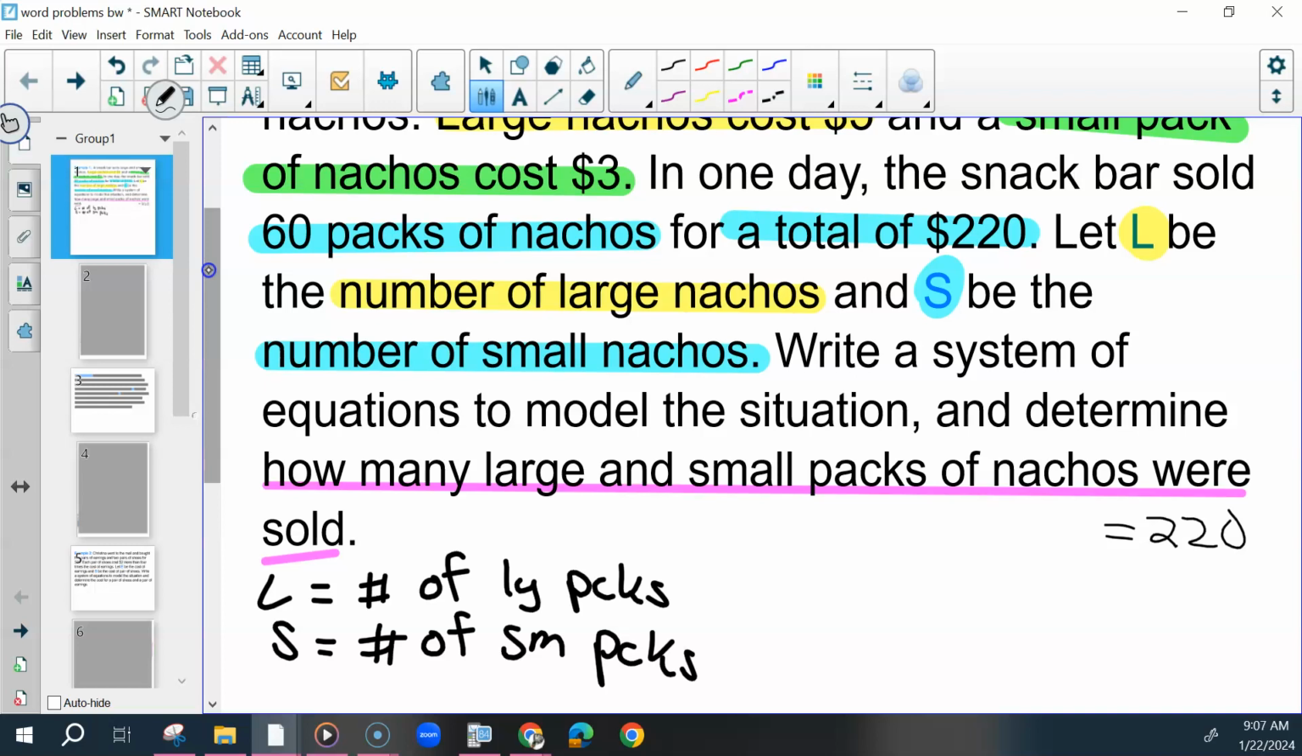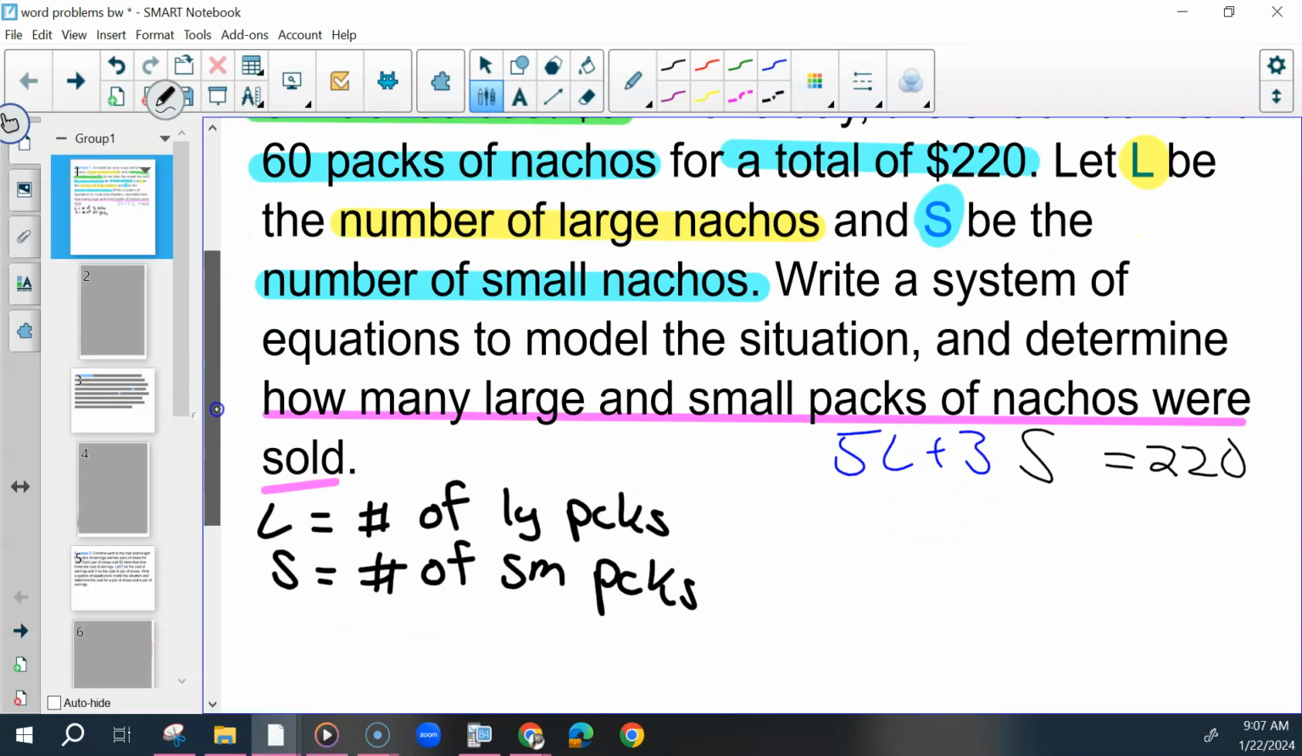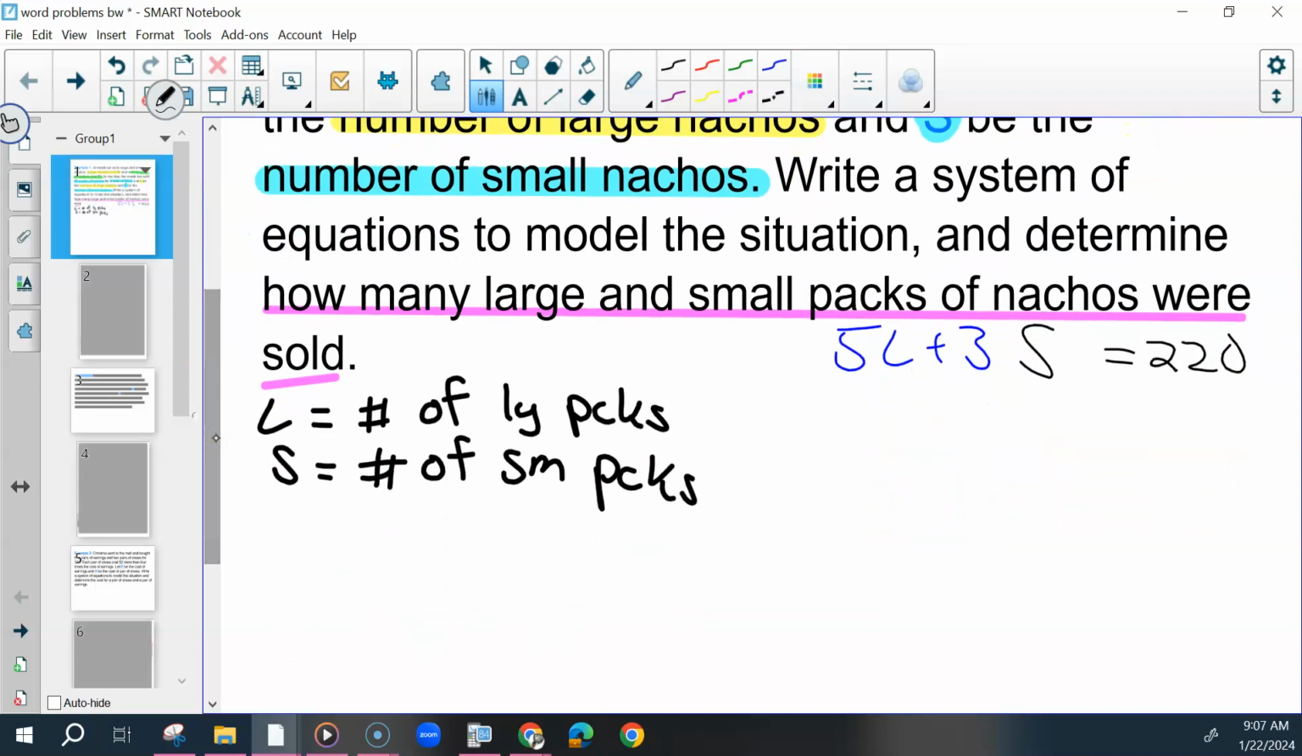Okay, that's part of it. The 5 and 3 will help us get to the 220, but we're missing something. 5L plus 3S. We have to put all that together. Color code is S, so it looks different.